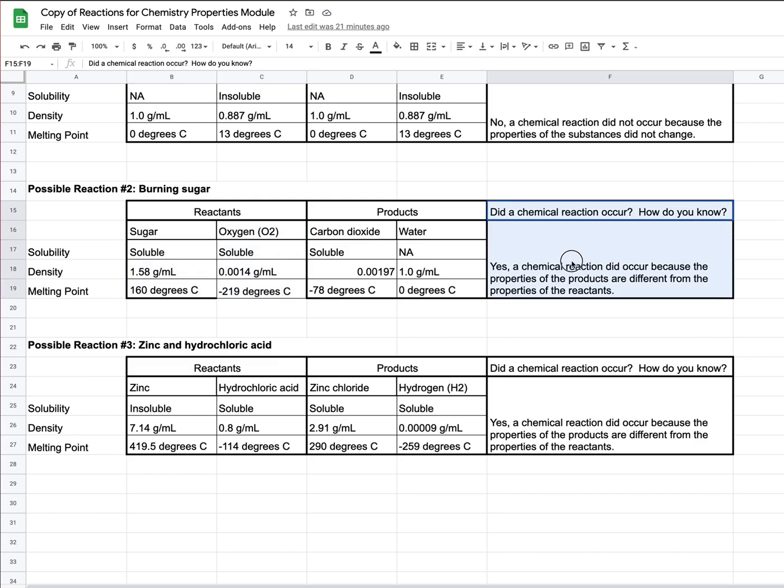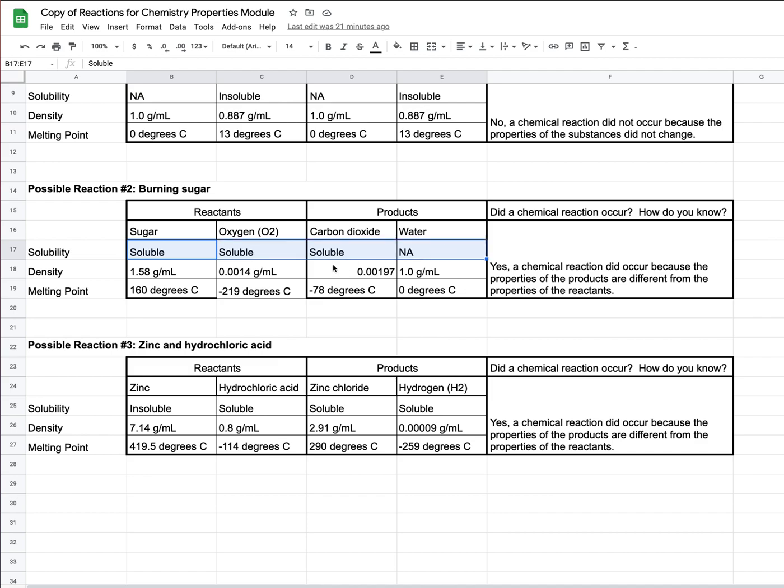So our interpretation, did a chemical reaction occur? Yes, it occurred, because the properties of the products are different from the properties of the reactants. So what about a pattern here? Well, we've definitely got a pattern of change, right? We go from having a solid and a gas to having a gas and something that's a liquid at room temperature. That's an interesting pattern, right? Solid, gas, gas, liquid.